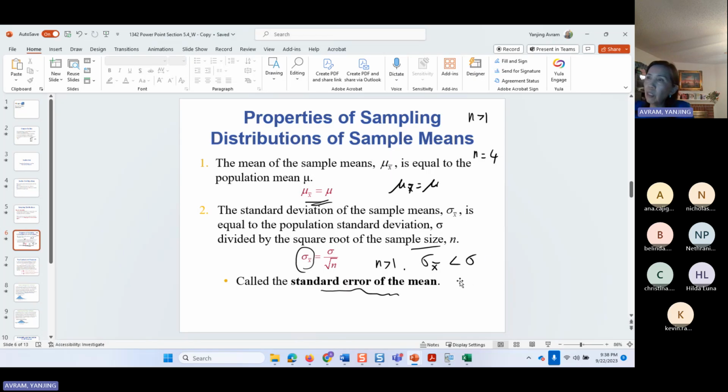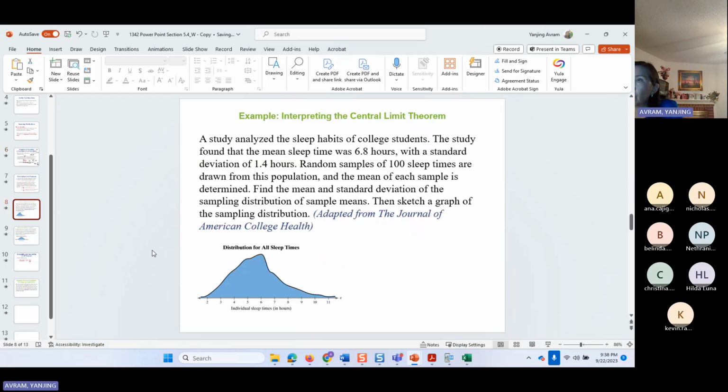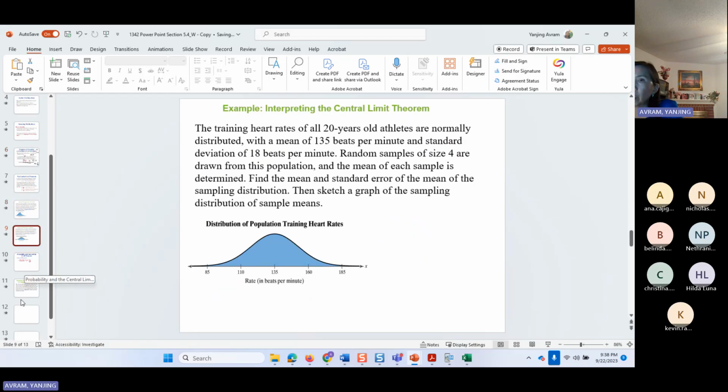So the only difference here is that when you do the sigma, you must divide by the square root of n. You must divide by the square root of n in here. So that is called the central limit theorem.